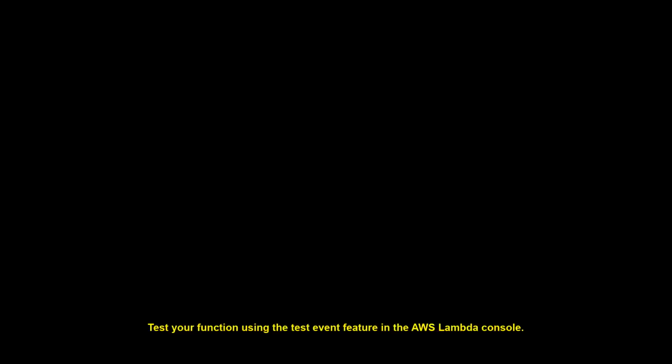Test your function using the test event feature in the AWS Lambda console. Monitor the execution results and logs to ensure the shell script runs as expected. Make any necessary adjustments to your shell script or Python code based on the results. Finally, ensure your function is deployed and ready for use in your AWS environment.